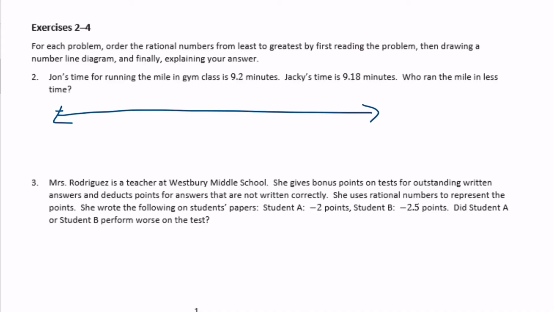Okay, so they're all positive, so I'm just going to start with 0 down here. Actually, I'm just going to make it in between because they're both 9. So I'm just going to make this between 9 and 10. So this would be 9 and 5/10, 9 and 1/10, 9 and 2/10, 9 and 3/10, 9 and 4/10.